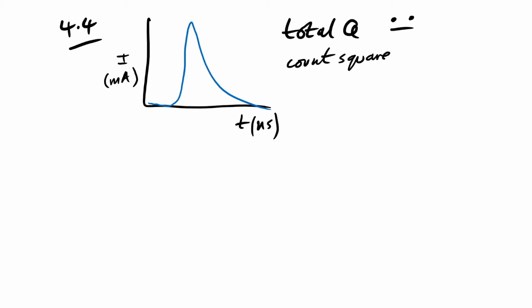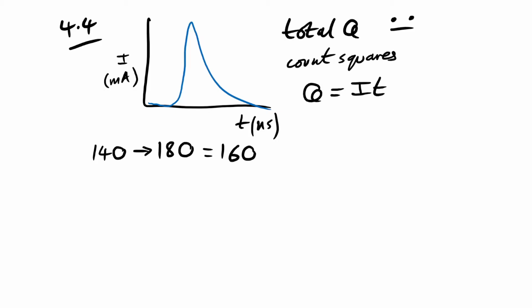If we want to find total charge, that means we have to count squares, because we know that charge is equal to current times time, so we need the area under the graph. Oh no. There's a lot of leeway. They say 140 to 180. I'm going to go bang in between, so I'm going to say 160 squares.